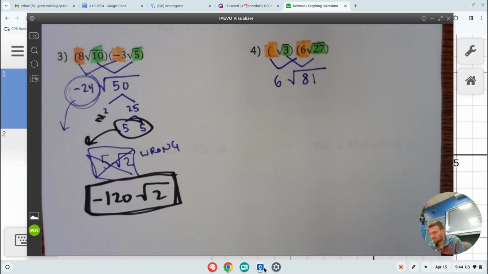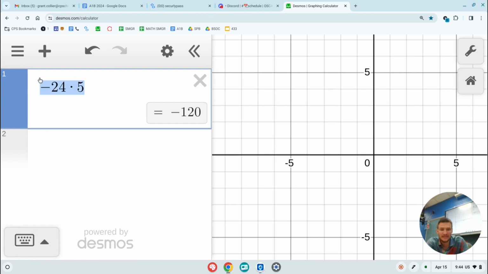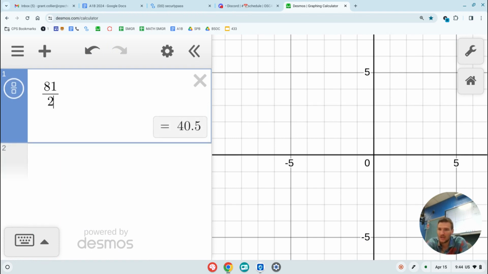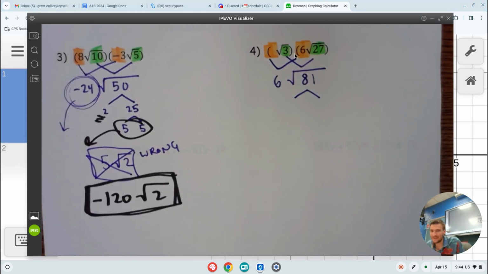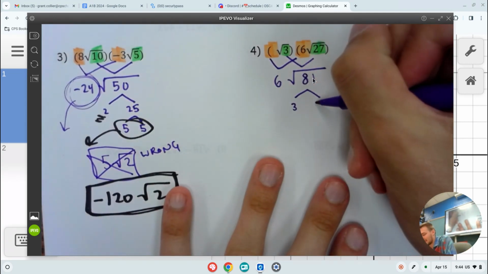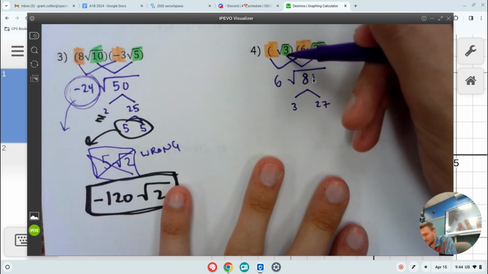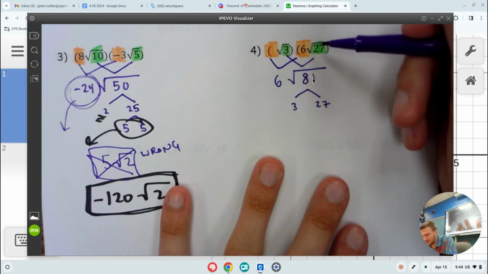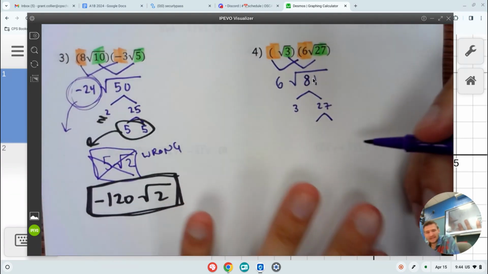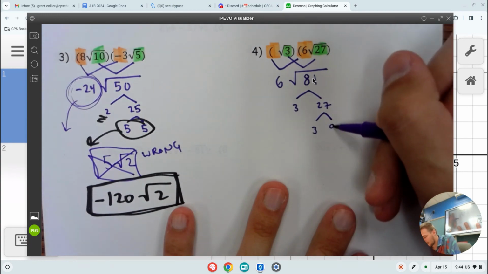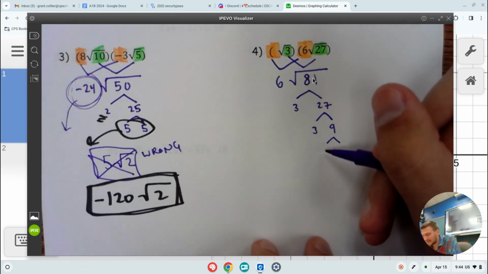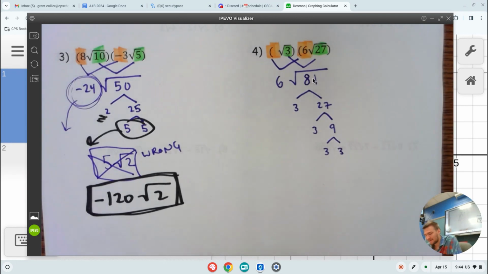And from here, break it down, move it on. 81, we've also done 81 a couple times. 81 does not divide by 2. It divides by 3. We just did 3 times 27 makes 81. So guess what 81 is? 3 times 27, right? We just said 3 and 27 make 81. Then keep breaking it down. 27 is 3 and 9, and 9 is 3 and 3.